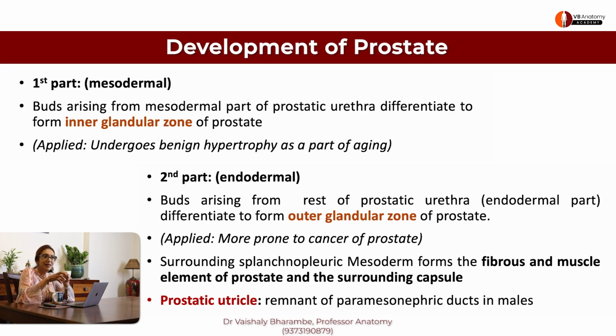Okay, so this inner glandular zone comes from the mesonephric duct, and this is the part that undergoes benign enlargement of prostate as the male ages. Whereas the peripheral portion, outer glandular portion, develops from the endodermal part. Okay, and this is the part that undergoes cancerous changes in case of enlargement of prostate. So not only do we learn about prostate, we also learn about its pathology depending upon its embryological origin. Okay, so that's the development of prostate in very short.